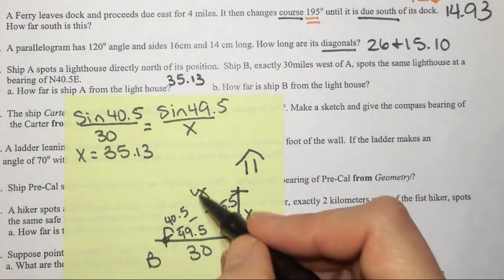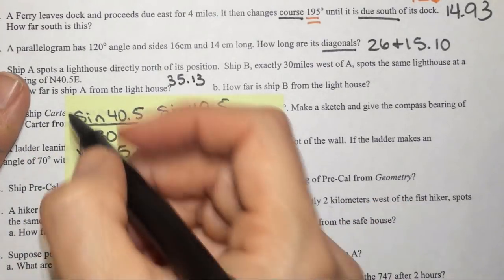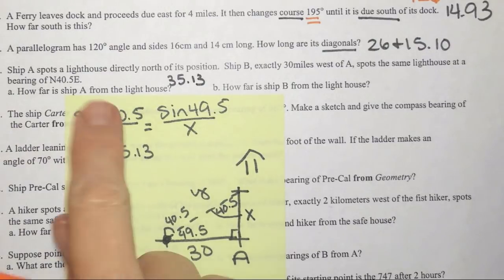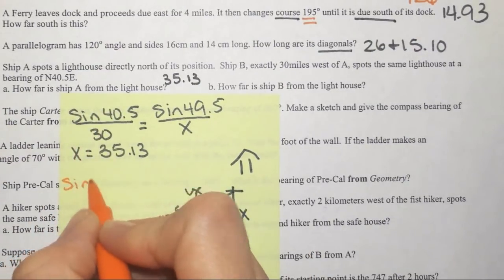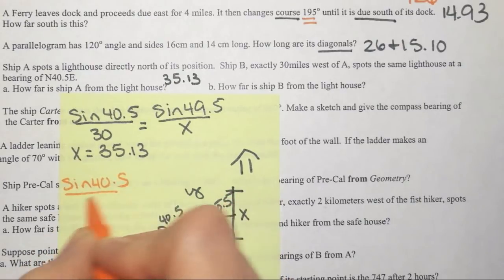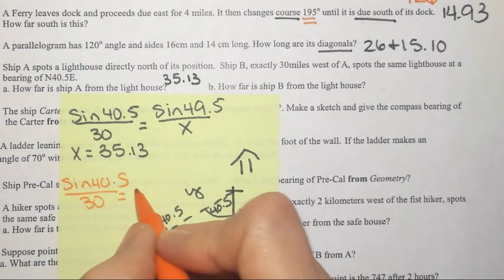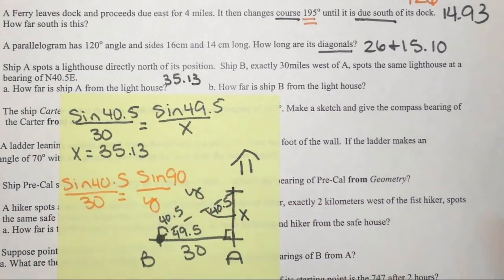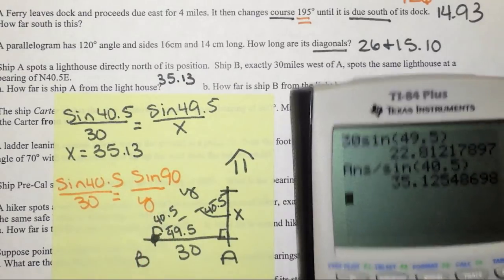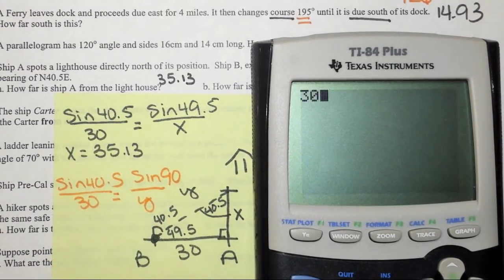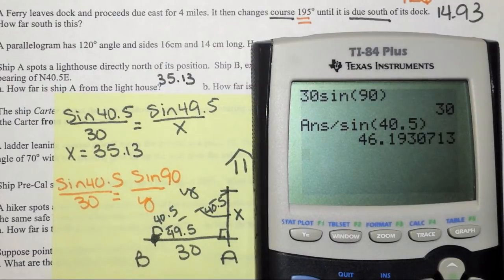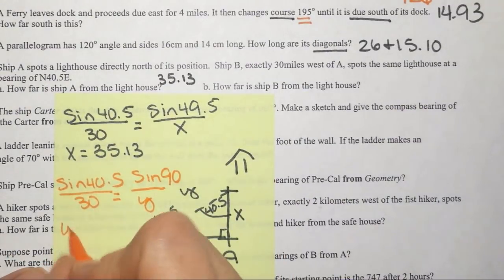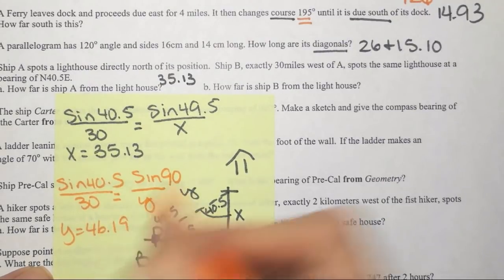Okay, and we're going to go find Y, the distance B is from the lighthouse. We're going to use something very similar. We're going to start off with the exact same fraction. Sine of 40.5 over 30 is equal to, opposite the Y is the 90. Okay, we're going to do the same thing in our calculator. We're going to multiply these two and divide by that one. So 30 times sine of 90 divided by sine of 40.5. And we get 46.19.